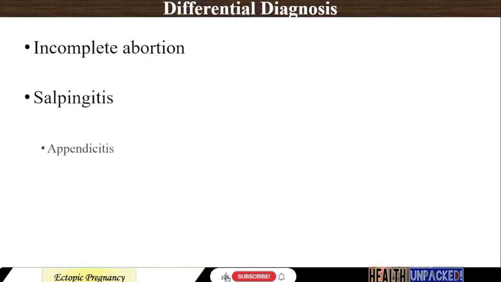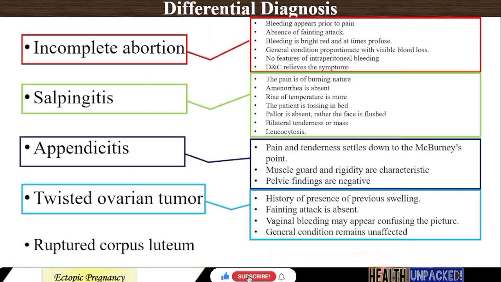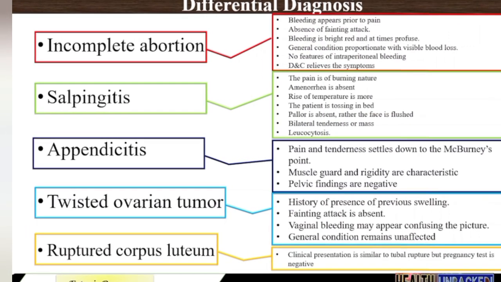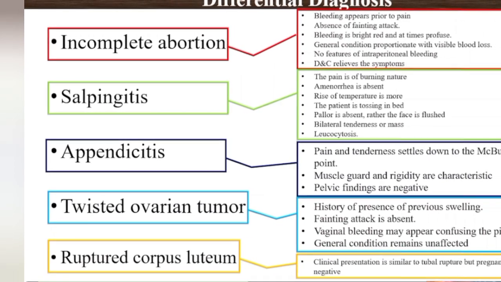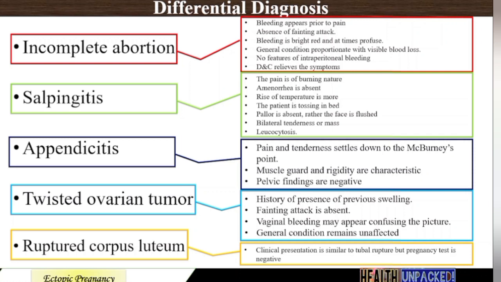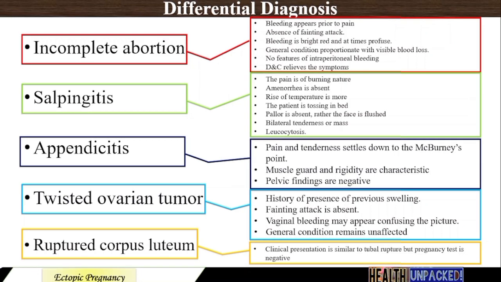Okay, differential diagnosis. These are diseases that have similar clinical manifestations to ectopic pregnancy: incomplete abortion, salpingitis, which is inflammation of the fallopian tube, appendicitis, twisted ovarian tumor, ruptured corpus luteum. So these are the differential diagnoses. You can read them by pausing the video, to see how to differentiate them from ectopic pregnancy. I'm not going to read all these points.